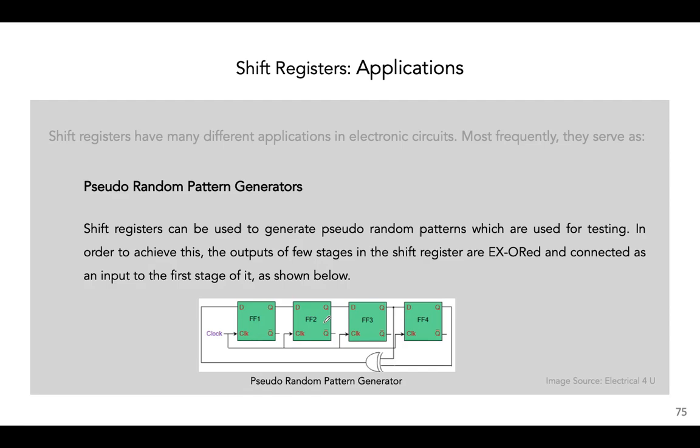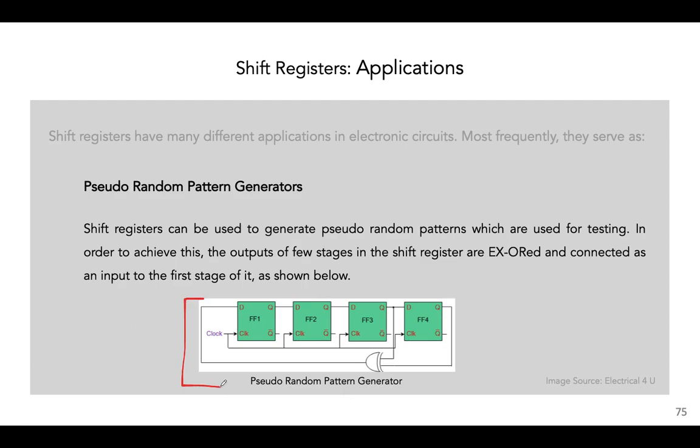You can actually take a look at it. It's a very interesting concept, the concept of pseudo-random pattern generators. We will limit ourselves to the applications of shift registers in this domain, right? So shift registers can be used to generate pseudo-random patterns, which can be used for testing, among other things. Now, in order to achieve this, the outputs of a few stages in a shift register are XORed and connected as input to the first stage, as you can see in this case.